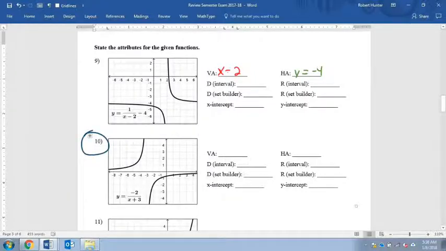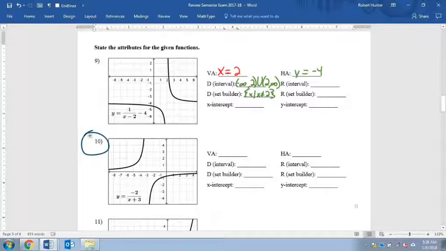Your domain, remember your domain and range are everything except for your asymptotes. So your interval for your domain is going to go from -infinity up to that 2. It's going to hop over it. That's a union. We're going to hop over it and go from the 2 and everything to the right of the 2. Everything to the left of the 2, everything to the right of the 2. The set builder is easier. We can just say x does not equal 2.